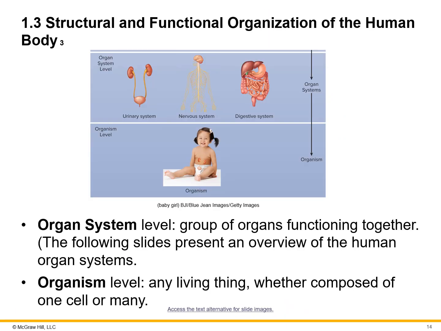So our organs then come together to form organ systems. So these are, again, organs functioning together. So things like the urinary system, the nervous system. So we'll go through each of these. And then ultimately, they come together to form the organism, which is any living thing.